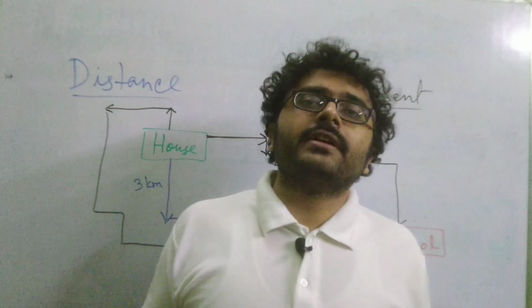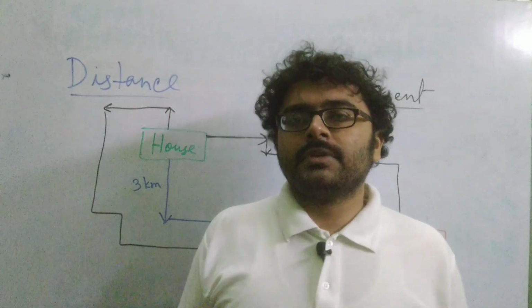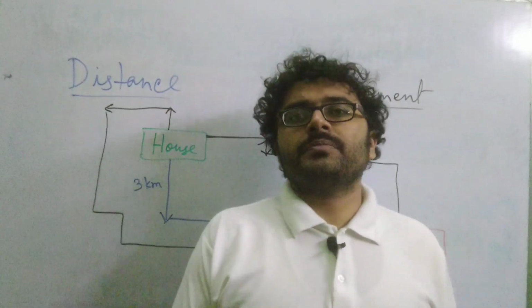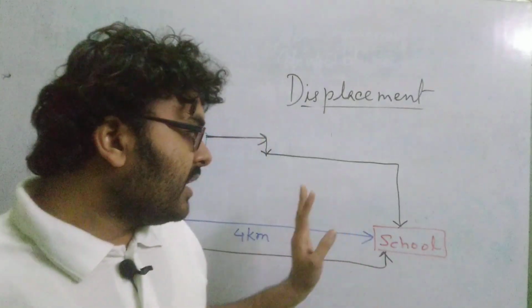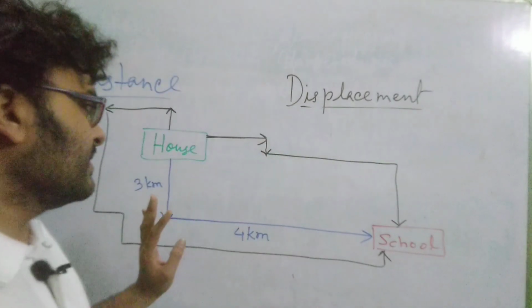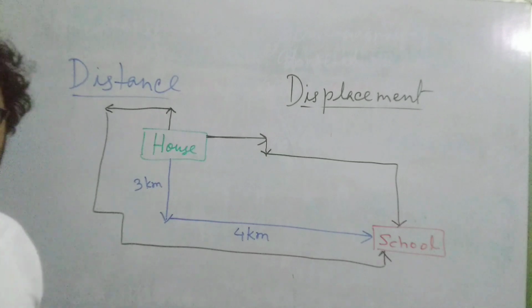You may be going by car, an auto rickshaw, a motorcycle, or the school bus, whatever the mode of transport may be, but you are actually moving through these paths. So these paths are called the distances to your school. Okay, so this 7 kilometer, 12 kilometer, 10 kilometer are the distances.